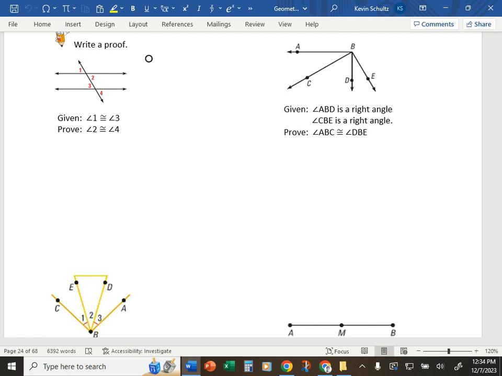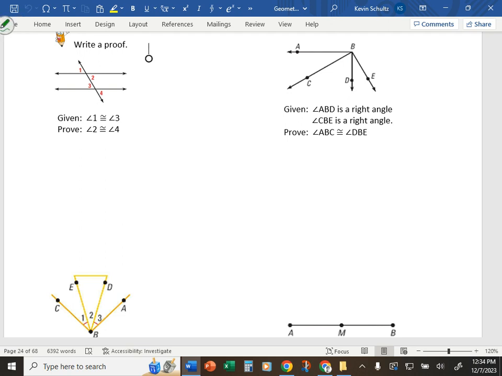Just take them in and look at the diagram. Find angle 1, find angle 3, find angle 2, find angle 4. Look at what we know. The proofs are: what do I know, and then what can we conclude, and then how can we get there? You're writing a step-by-step recipe, a process for getting from the given statement to the proving statement.